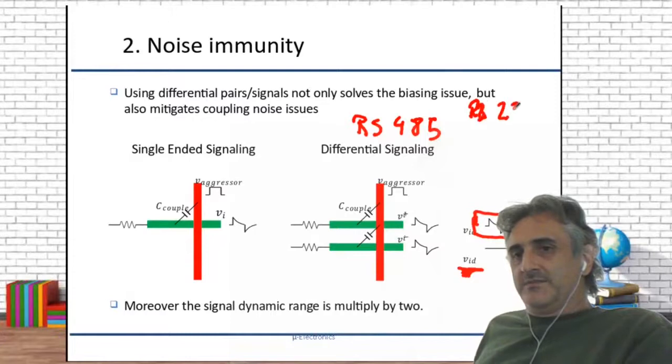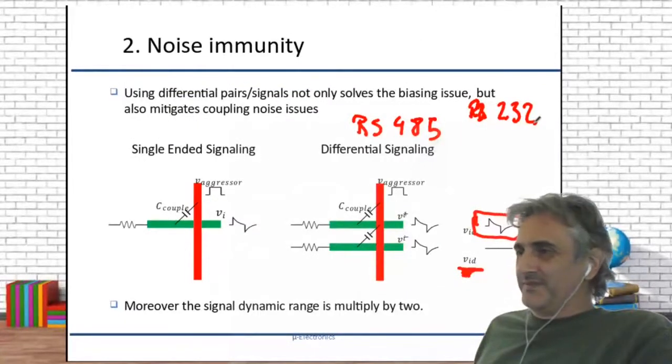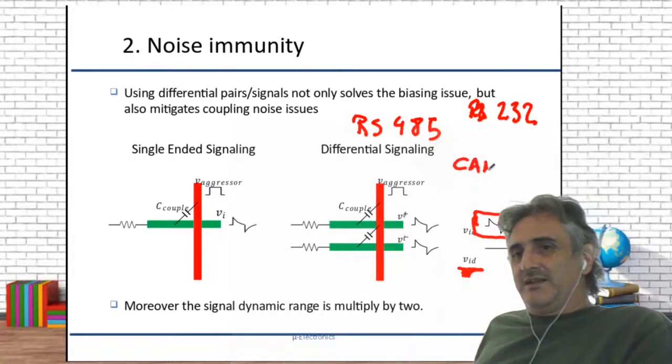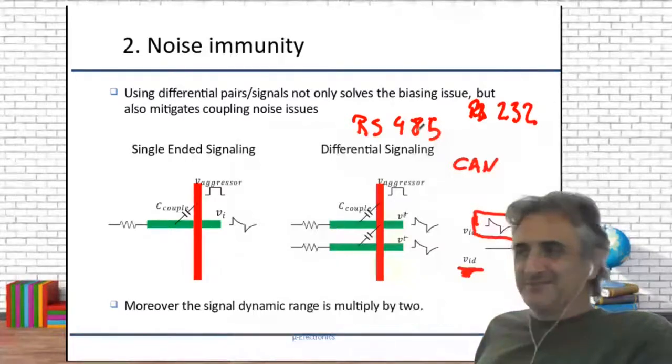And this one? The serial communication port? No? And the CAN bus? The CAN bus? Yes? The CAN? Yes, yes, we can. Yeah, that's it. The CAN bus, for instance, uses differential signaling.